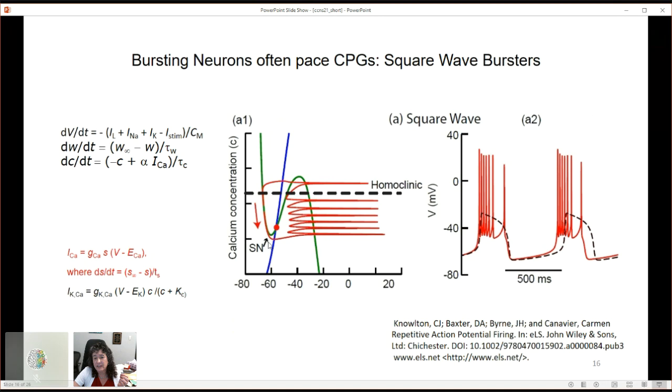So basically, this oscillation in calcium concentration is going to sweep you through the repetitive firing phase on the upper branch of the nullcline and through the quiescent phase on the lower branch. Basically, you're bistable in terms of calcium concentration, and you're driving through a hysteretic loop here, a square wave burster.